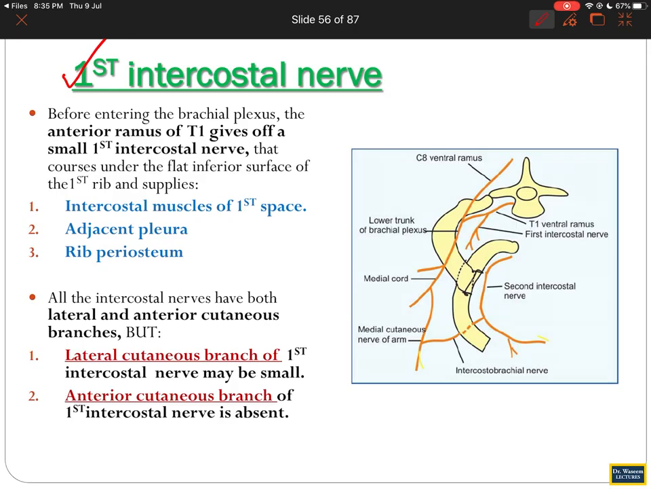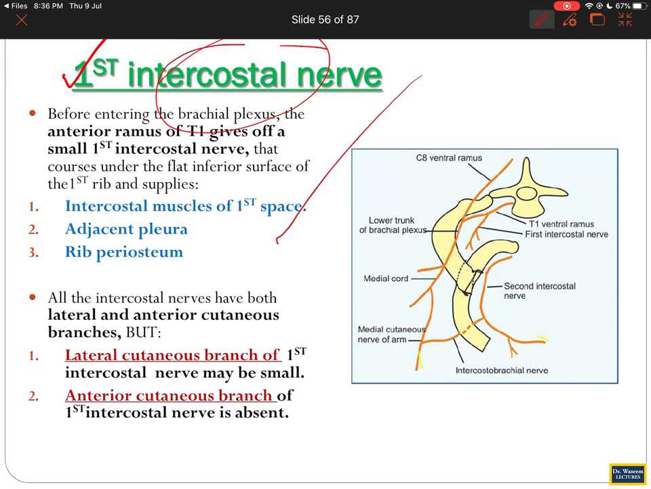That's why no lateral cutaneous branch and no anterior cutaneous branch is required in T1. It doesn't have its dermatome on the thorax at all. You may ask, why is this nerve present? Obviously, this nerve has to supply the muscles, and it will supply deeper structures like the periosteum of the ribs, the endothoracic fascia and the parietal pleura, but no skin. Reason? The overlying skin is supplied by the supraclavicular nerves, which come from the cervical plexus, root value C2, 3 and 4.